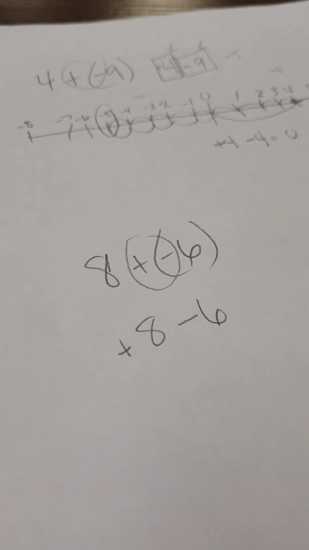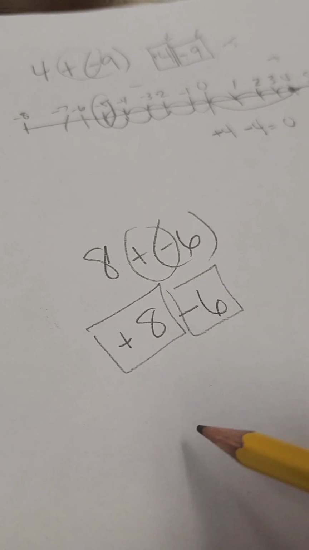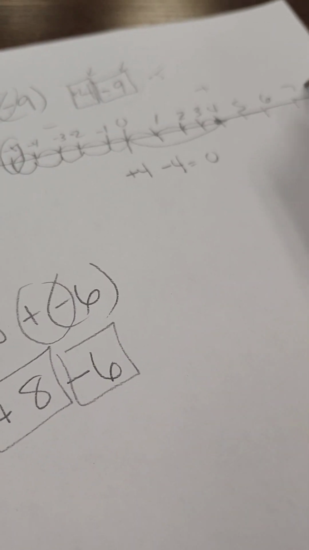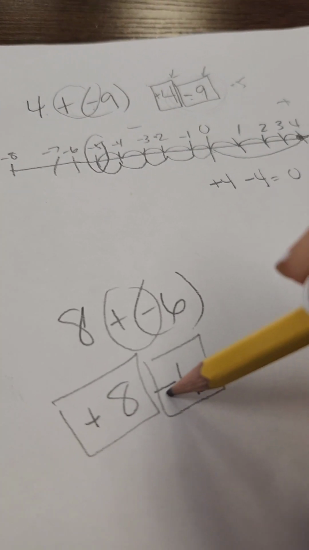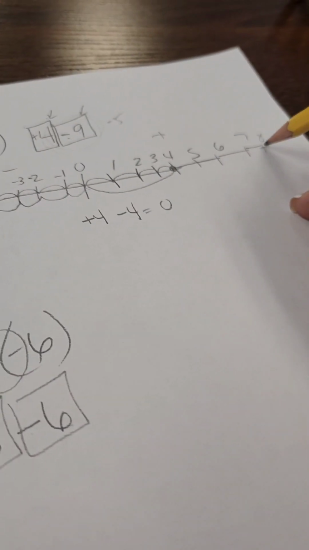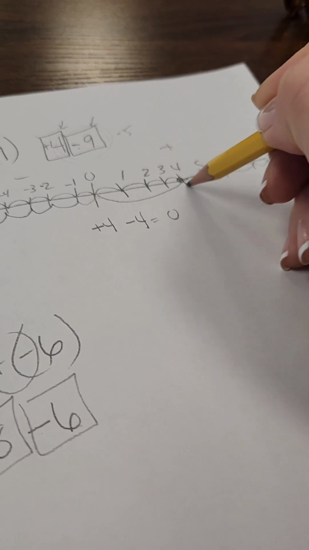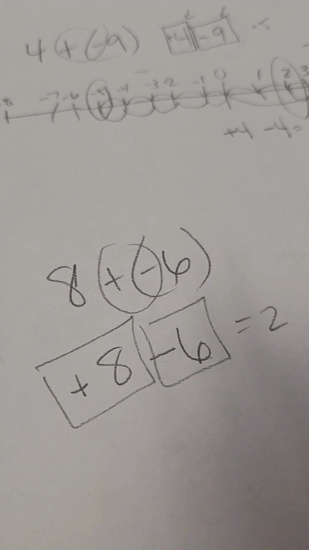I'm going to label my positive. This is where I start. This is where I go. I'm going to start at +8, okay? And I'm going to go to the negative. I'm going to go that way 6 times. 1, 2, 3, 4, 5, 6, and it is 2. And we already know that 8 minus 2 is 6.